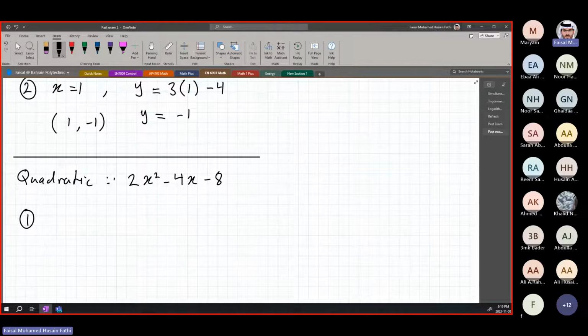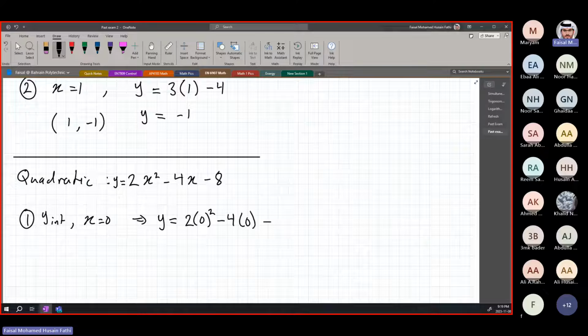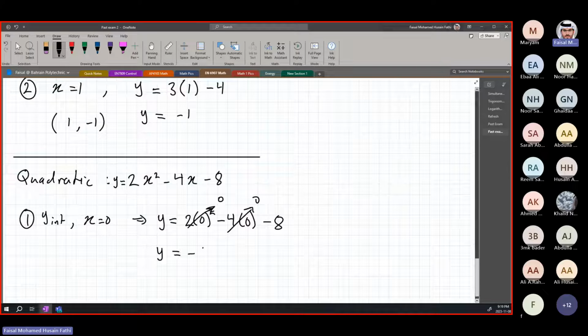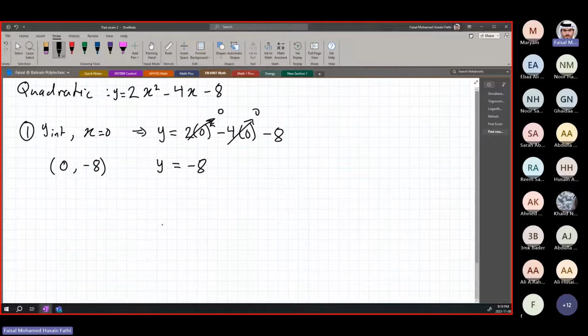So this equation is actually y is equal to 2x squared minus 4x minus 8. So for the y-intercept, x equals 0 implies y is equal to 2 times 0 squared, minus 4 times 0, minus 8. This is 0, this is 0. So y is simply minus 8. We got our first point, our intercept, which is 0, minus 8. All right? Second step.